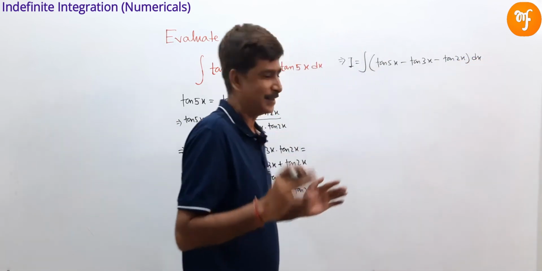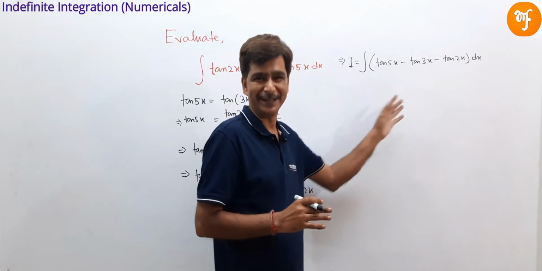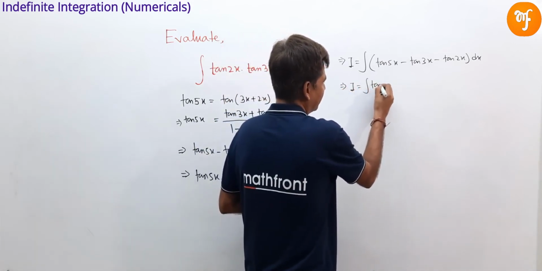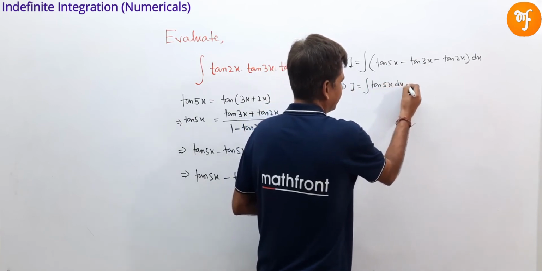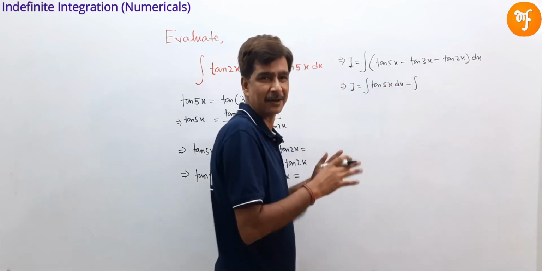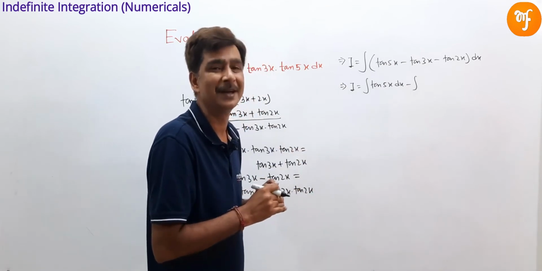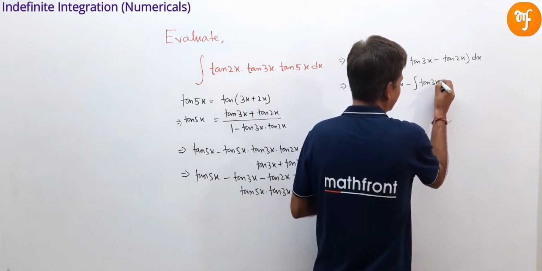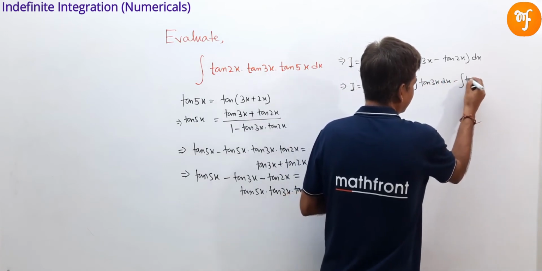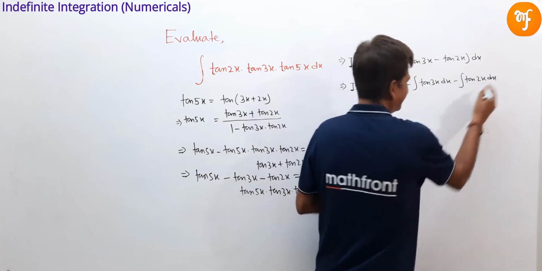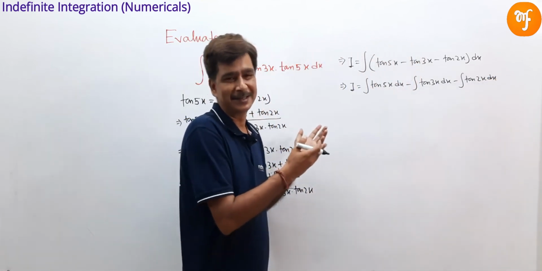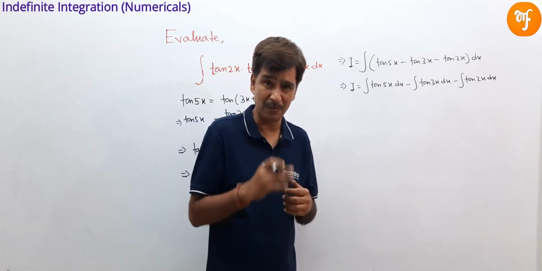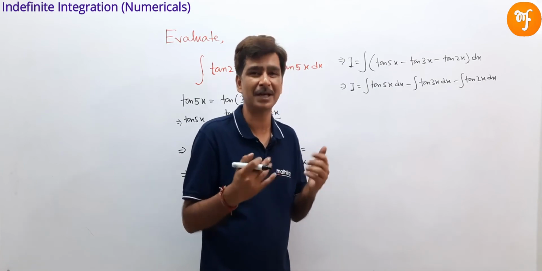Okay, clear? Now we can split into 3 integrations. So in the next line, I is equal to the integration of tan of 5x dx minus the integration of tan of 3x dx minus the integration of tan of 2x dx. Now these are easily integrable because for the integration of tan of mx we have the formula 1 by m log of mod of sec of mx, is it?